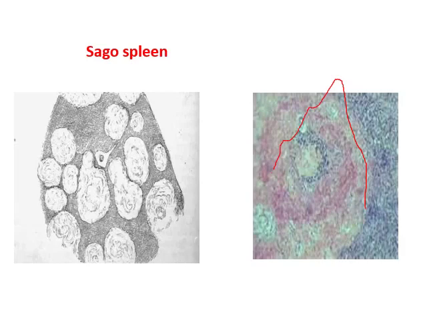I can't draw the line irregular, but here it is. This is a lower power view showing multiple lesions, and that is why it is called sago spleen. Sago refers to a type of beans. The name was given by the one who described this lesion.